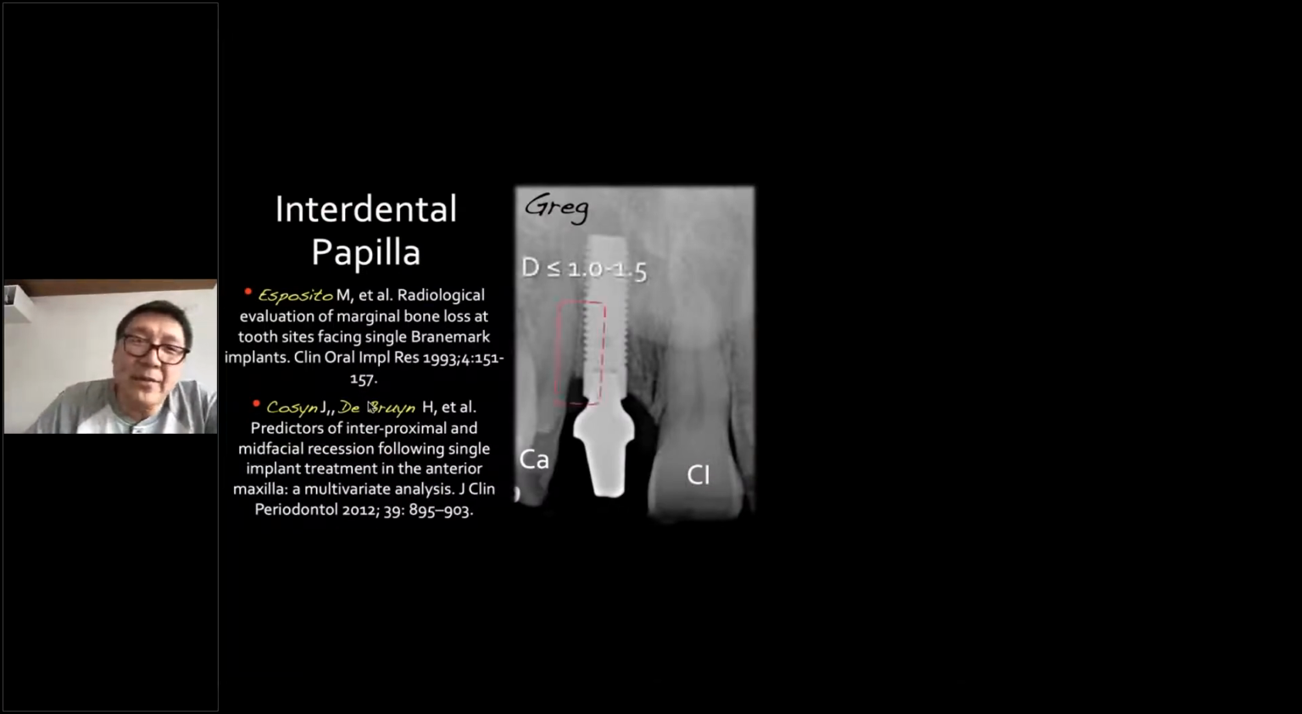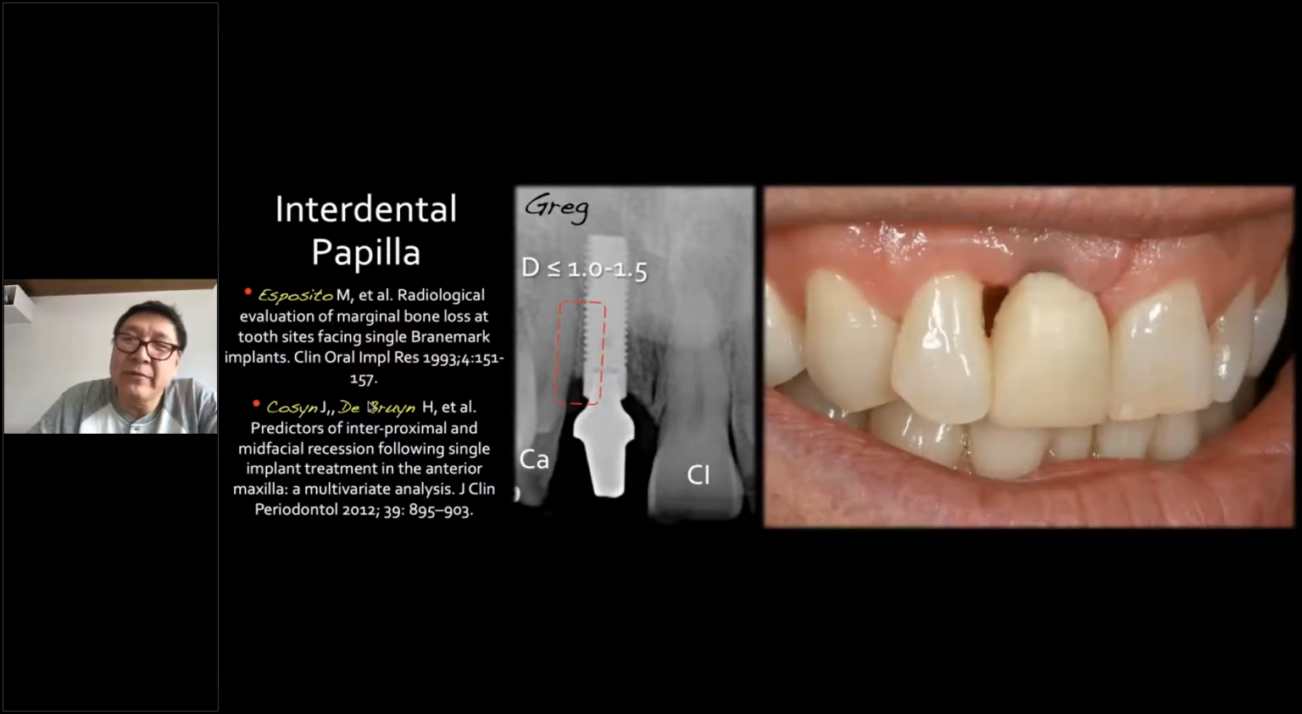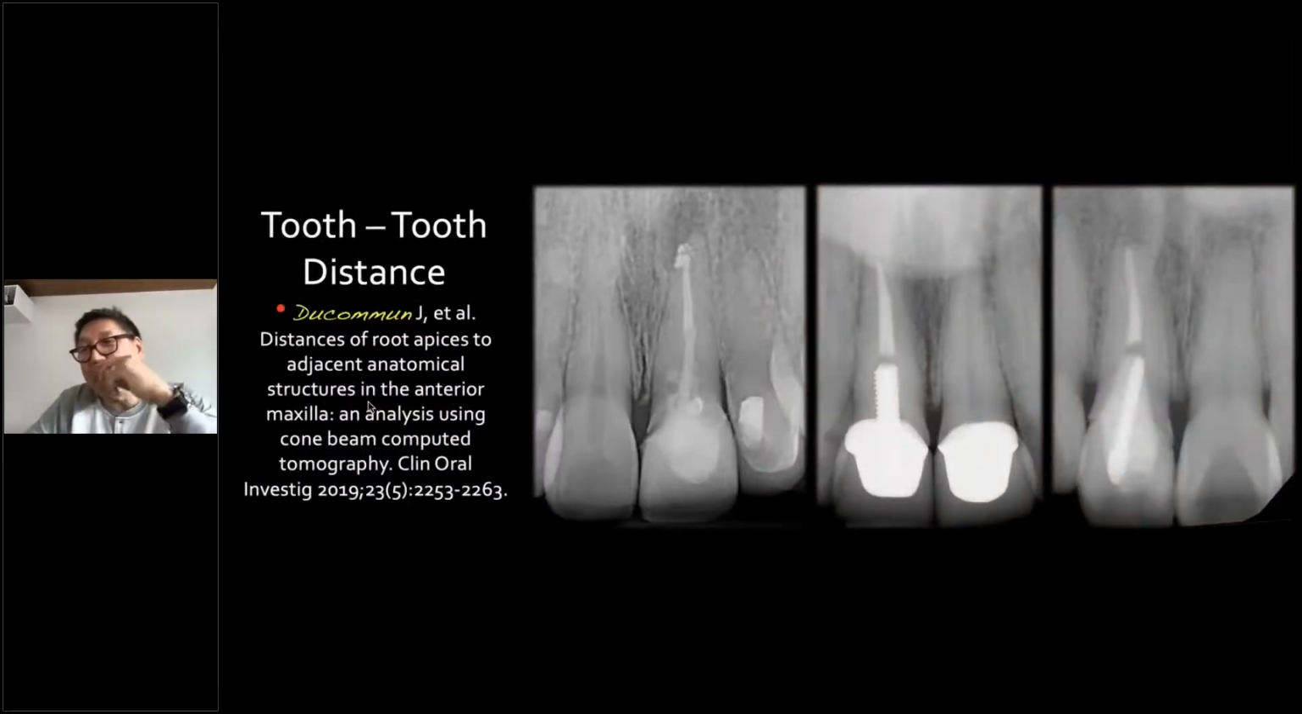Again, if that distance of the implant gets too close to the adjacent tooth, usually that lateral incisor, of, say, less than, say, 1 millimeter or so, then you have the risk of losing the papilla. And this is a patient, Greg, who had walked into our office looking for treatment. And again, these are some of the conditions that come about.